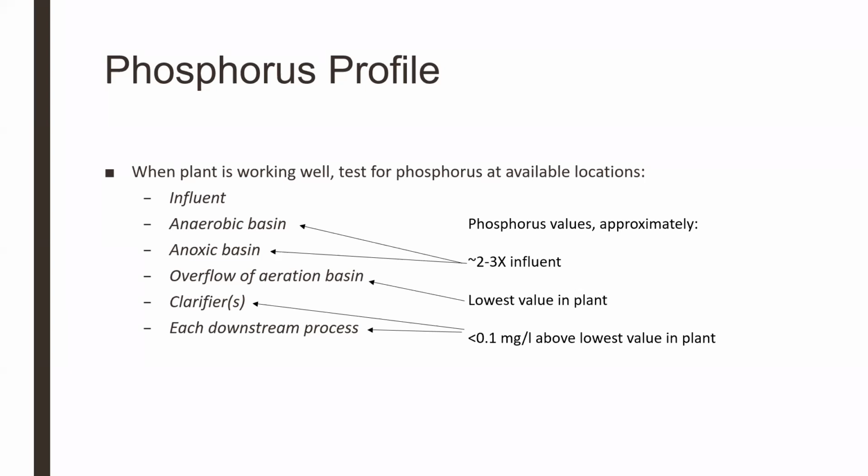So basically, you do this enough times and you understand when your system is really dialed in, when it's working well, what the relative value should be. And then if you do a profile when things aren't working well and you find out, well, I sampled at my UV and the phosphorus level was much higher than 0.1 milligram per liter above what's coming out of my clarifiers or what's coming out of my aeration basin, that is an indicator that you likely have an issue with a UV channel, perhaps solids settling there, and you can explore further. So it's very much a troubleshooting operation.